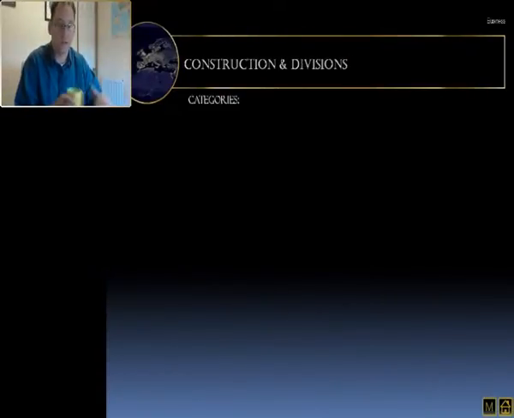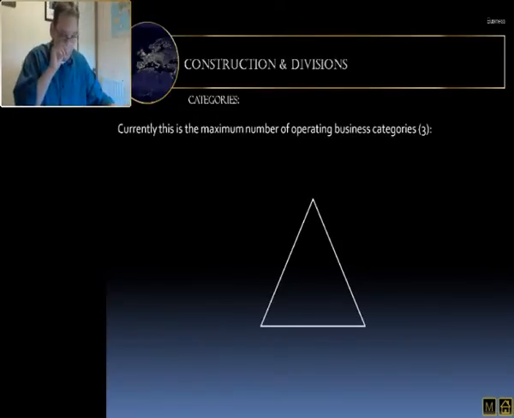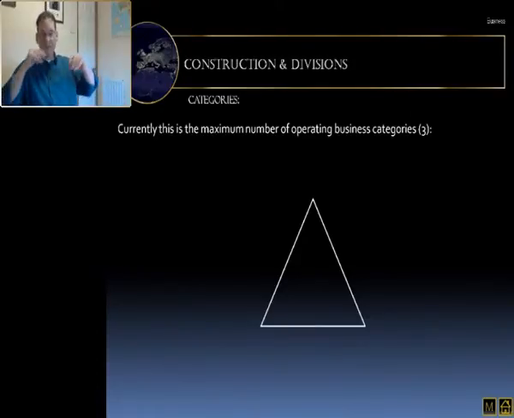Construction and divisions. Categories. That old familiar symbol. We can use these symbols in loads of different ways. As you'll have discovered throughout, it's just a good way of being able to structure what would normally be just simple random data, or otherwise just a lot of information on a page, and we can bring it into a visual representation of what it is we mean. In this case, currently this is the maximum number of operating business categories.